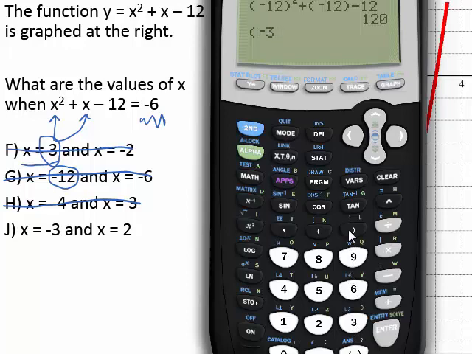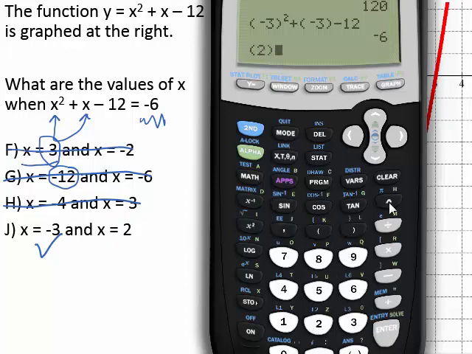Negative 3, parentheses, to the power of 2, plus parentheses, negative 3, and then subtract 12. Press enter, we get negative 6. That means this answer choice worked. We have to check the second one as well just to be absolutely thorough.